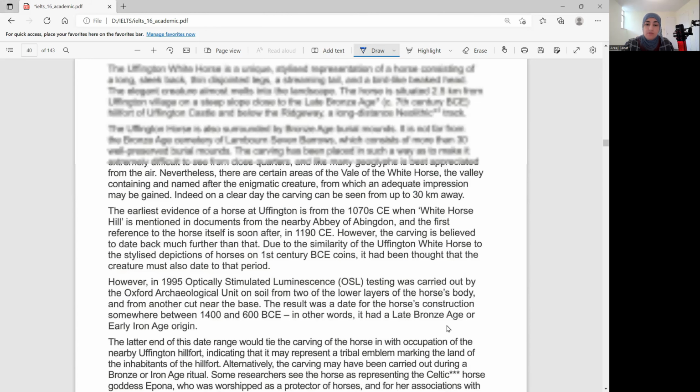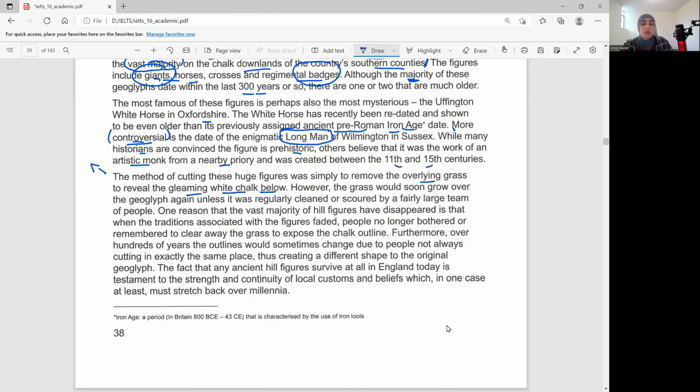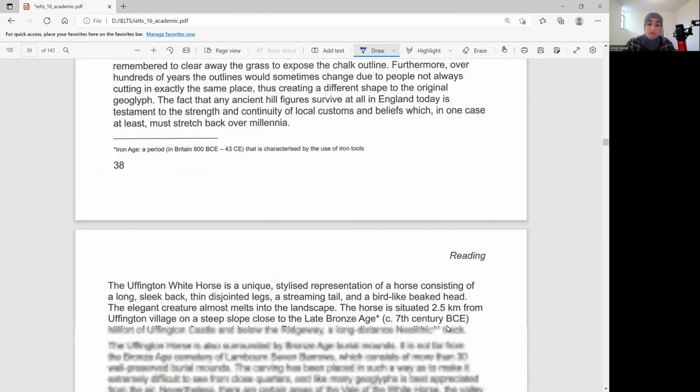As again, I left a mark where I stopped here, and I need to read more. However, the grass would soon grow over the geoglyph again unless it was regularly cleaned or scoured by a fairly large team of people. One reason that the vast majority of hill figures, I'm finding the same words here, have disappeared is that when the traditions associated with the figures faded. So are they there? No, most of them, the vast majority, have disappeared.